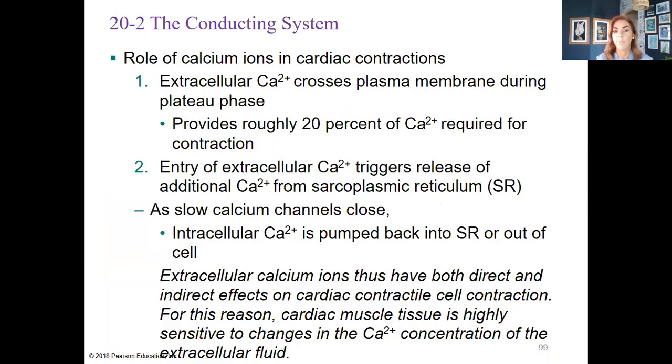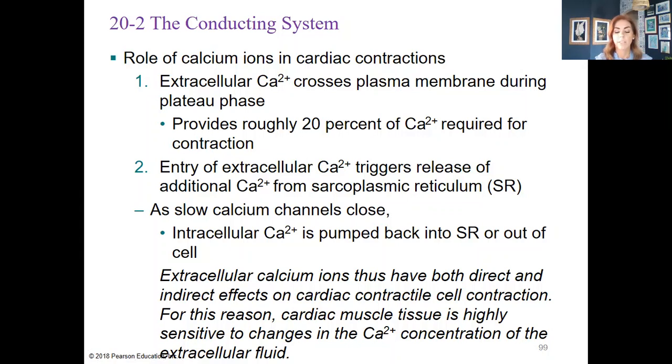And then again, as I already stated, calcium is incredibly important whenever it comes to cardiac contractions. So when we're looking at the extracellular calcium crossing the plasma membrane during the plateau phase, see that this only provides about 20% of the calcium required for contraction. 20% is not enough. So this is why we need to have that other calcium coming from the sarcoplasmic reticulum so that we can get that full contraction capacity.